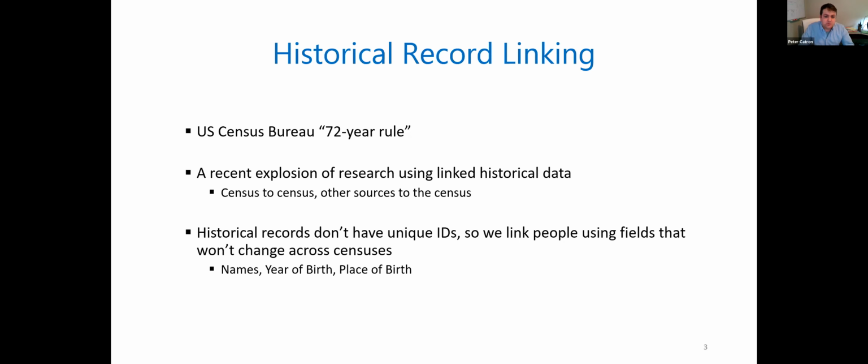But there are a lot of problems whenever we're trying to do this type of linking. Mainly, historical records don't have unique IDs. There's no social security number, there's no personal identifying number that allows us to actually follow people over time. So instead, whenever we do historical record linking, we have to rely on people's names, their year of birth and their place of birth, and other information that should be consistent across different data sources.